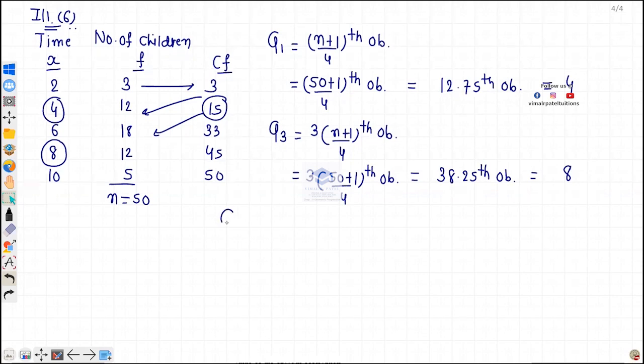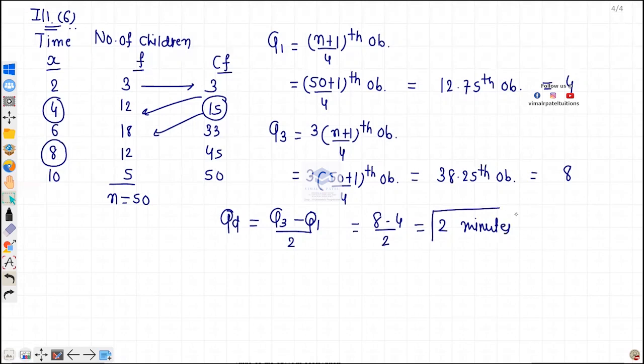Now quartile deviation: Q3 minus Q1 upon 2, 8 minus 4 divided by 2. So 2 minutes is your quartile deviation.